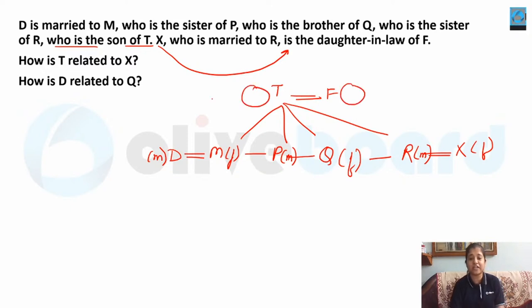We cannot determine the gender of T or F because we do not know their gender. So from the given instructions, we cannot find how T is related to X. The answer is cannot be determined. T can be the father-in-law or the mother-in-law of X. Yes, please submit after clicking all the answers. Absolutely. Okay, second: how is D related to Q? You can see that's brother-in-law here.